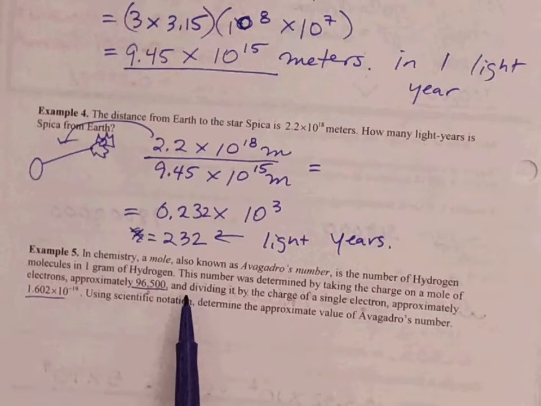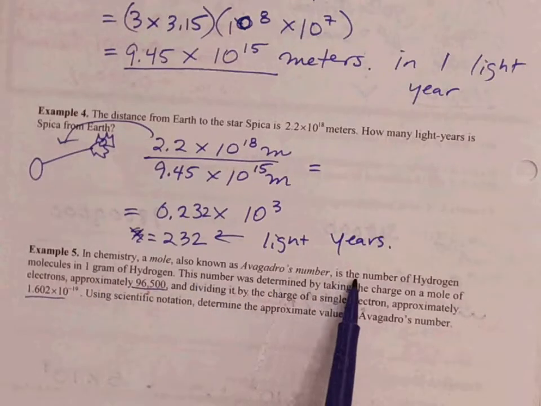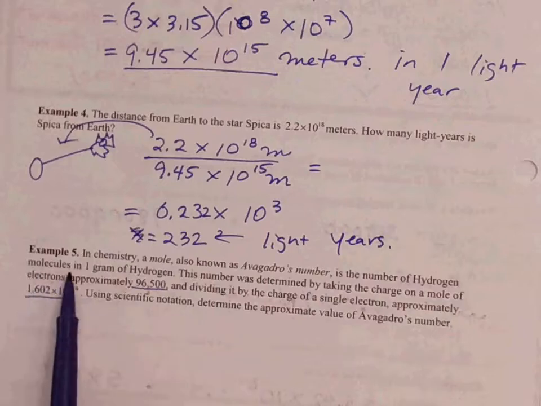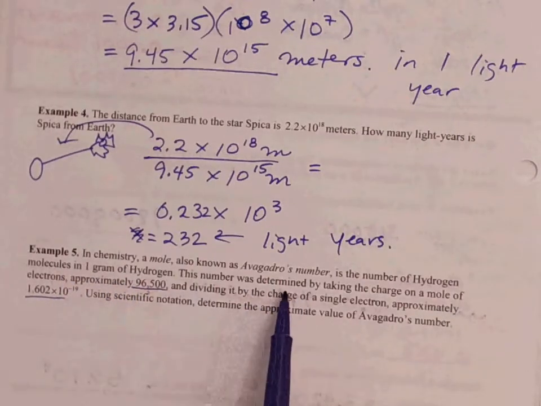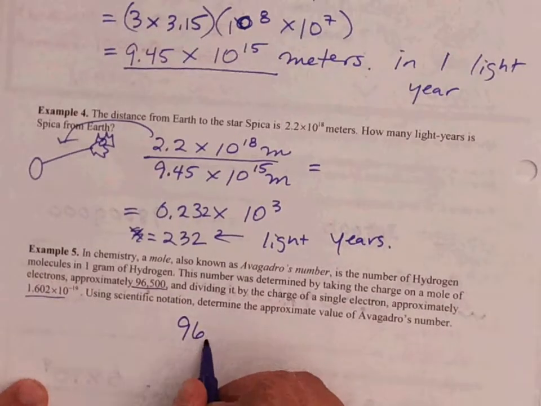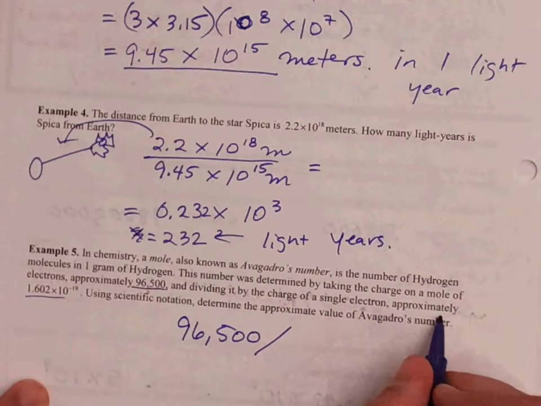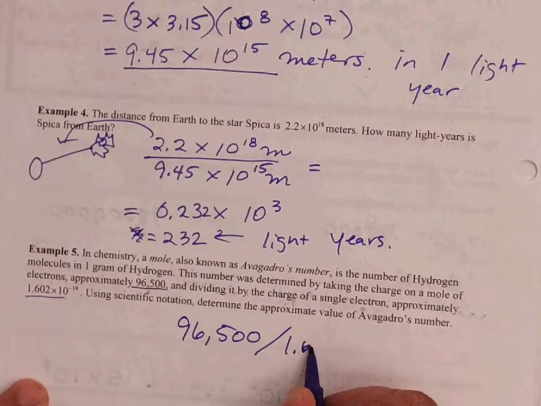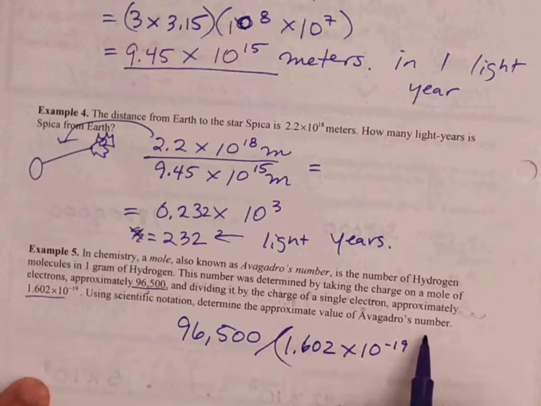All right. I have to read it again. It's so much reading. Oh my gosh. All right. In chemistry, a mole is known as Avogadro's number. It's the number of hydrogen molecules in 1 gram of hydrogen. The number was determined by taking the charge of a mole, approximately 96,500, and dividing it by the charge of a single electron. They told us to divide, right? Am I interpreting this correctly? Yeah, that's correct. Dividing that by the charge of a single electron.